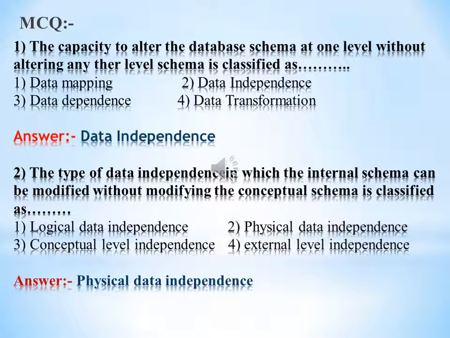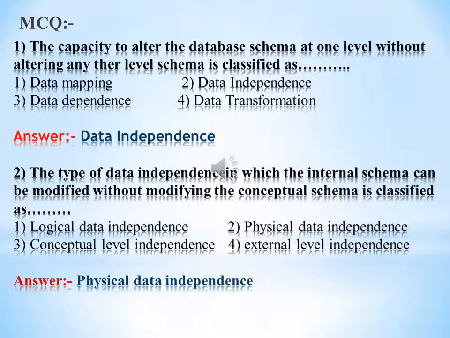The first option is data mapping. Second, data independence. Third, data dependence. And fourth is data transformation. Then I will repeat this question again. The capacity to alter the database schema at one level without altering any other level schema is classified as, answer is data independence.